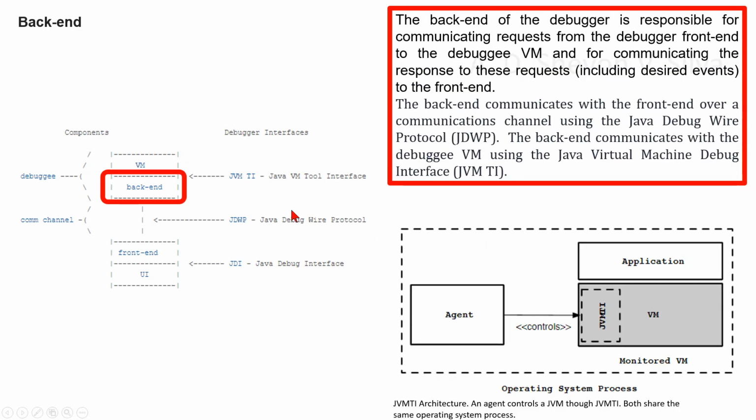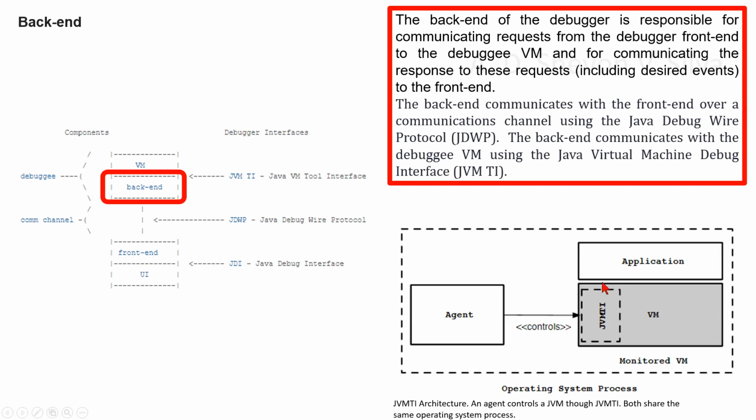Now we are focusing on the backend. The backend of the debugger is responsible for communicating requests from the debugger frontend to the debuggee VM and for communicating the response to these requests, including desired events, to the frontend. The backend communicates with the frontend over a communications channel using the Java Debug Wire Protocol, JDWP. The backend communicates with the debuggee VM using the Java Virtual Machine Tool Interface, JVM TI.